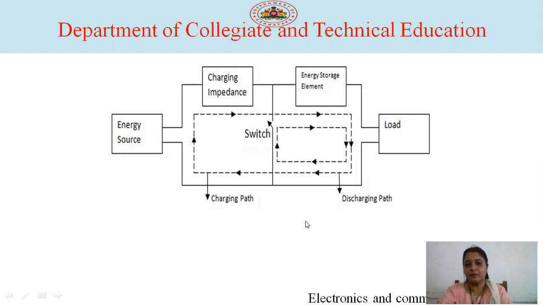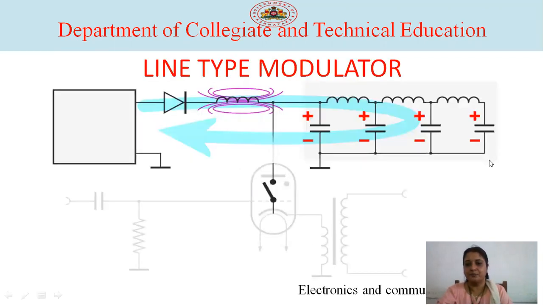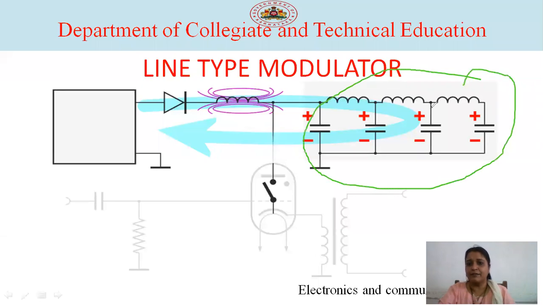Now this is the switch here. Let us move on to the next one. This is one example where the principle you have learnt is applied, that is the line type of modulator. The energy storage element used here is part of the transmission line. We have inductor and capacitor combinations here.